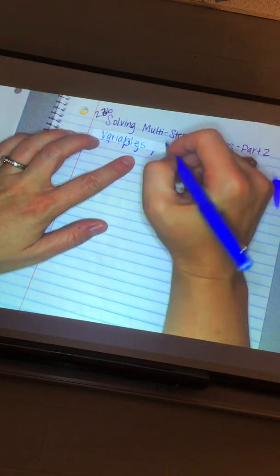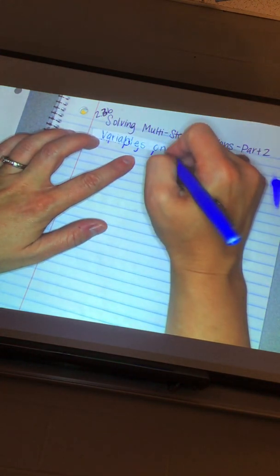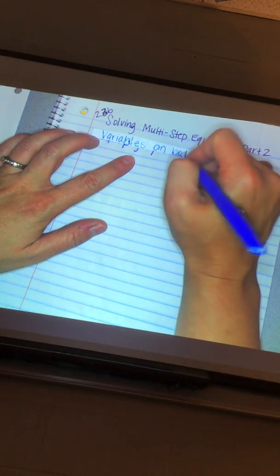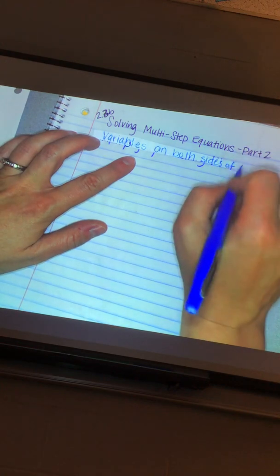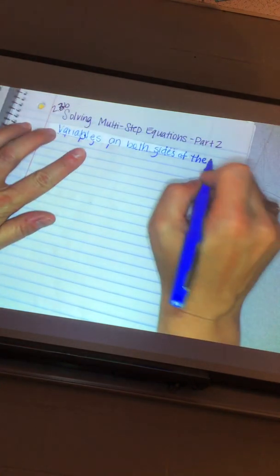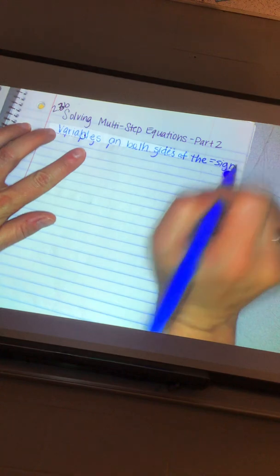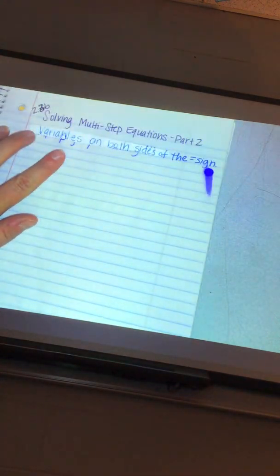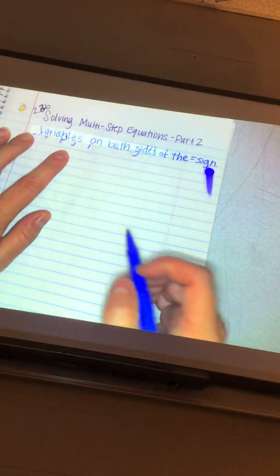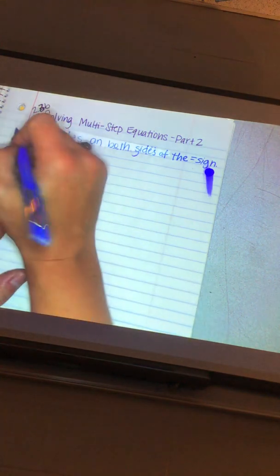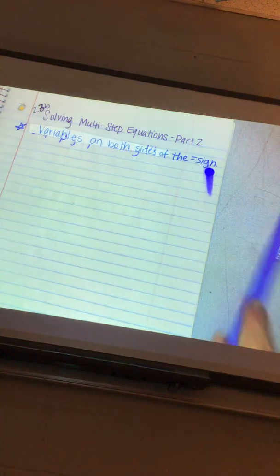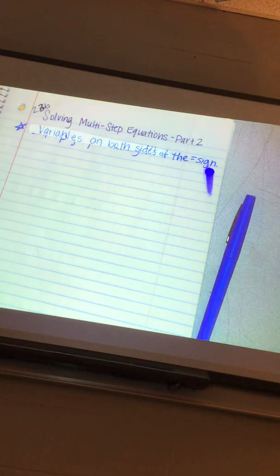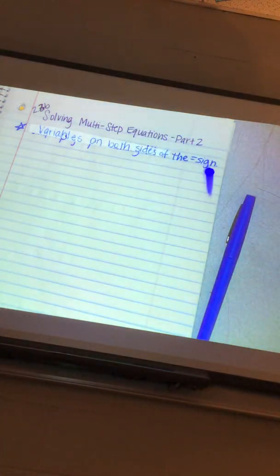Variables on both sides of the equal sign. Okay, I hope you guys can see that. Sorry about the messiness. Variables on both sides of the equal sign. That's what we're going to be looking at tonight. So this is going to be our last step in solving equations, and this will bring you up to date with 8th grade. So you should feel advanced.